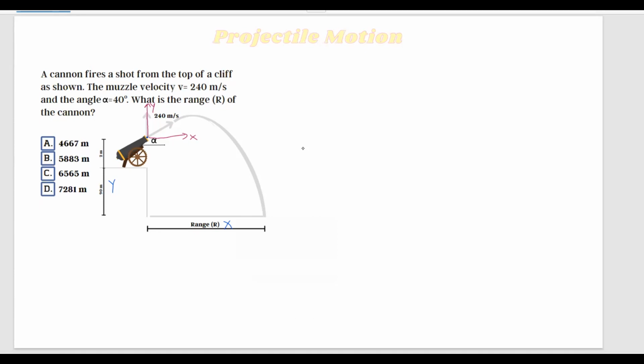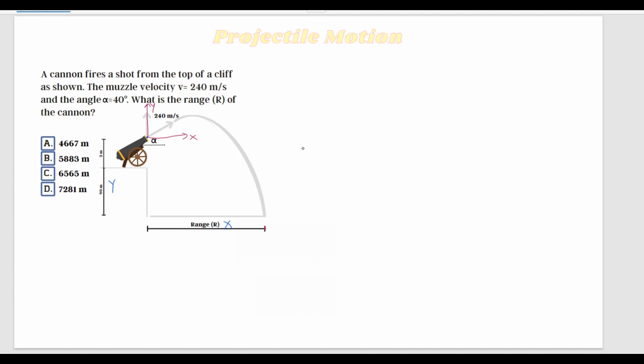And remember, whenever we have a distance above the X line, that's going to be positive, or on the right, it's going to be positive. And whenever we go below the X axis, we're going to have a negative distance. And same with the right of the Y axis. On the left of the Y axis, we're going to have a negative value. So keep that in mind. Now, let's see what we are given. We have the velocity, we have the angle. We're asked to calculate the range, the X distance, from the starting point all the way until it hits the ground.